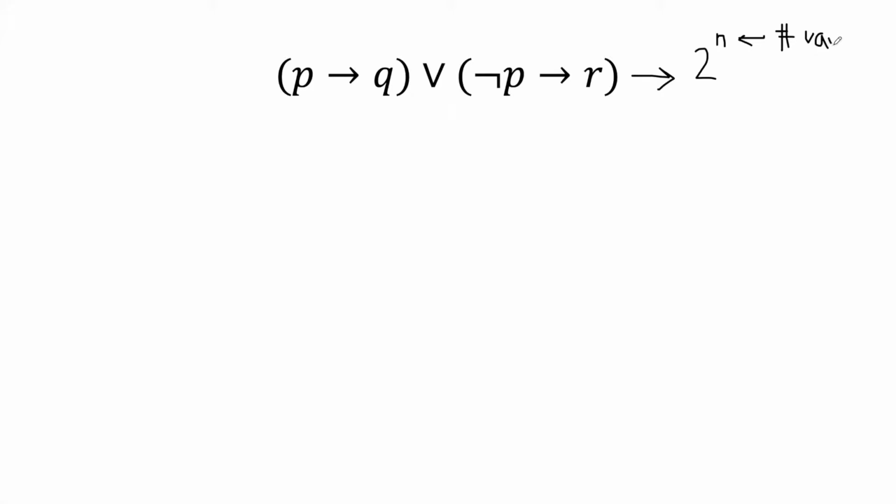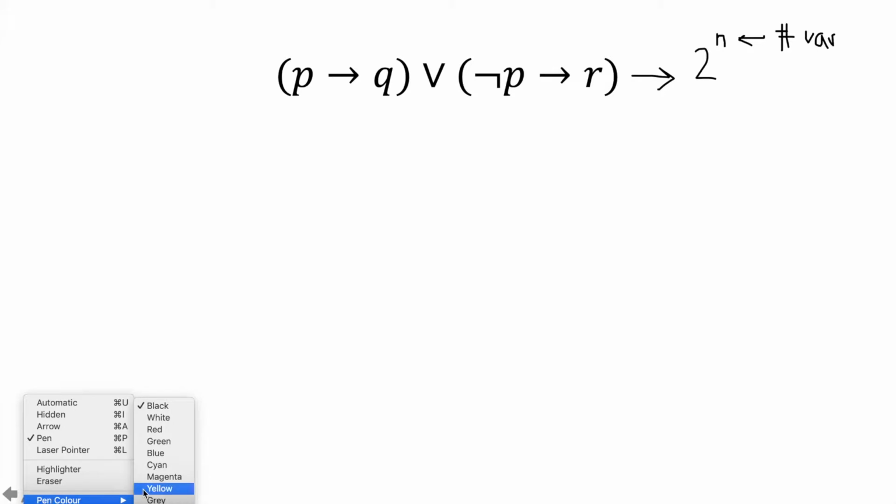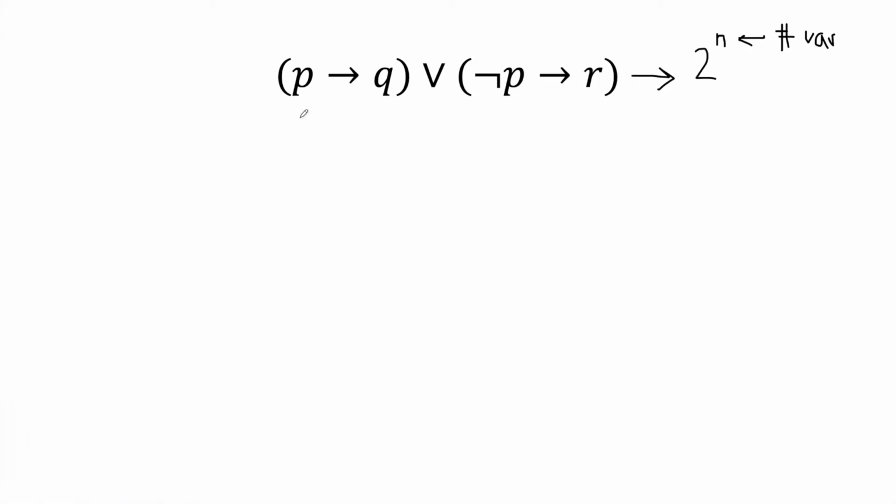In this question there are 3 variables: P, Q, and R. Hence, the number of rows will be 2 to the power of 3, which equals 8.